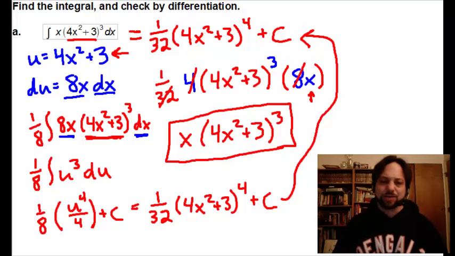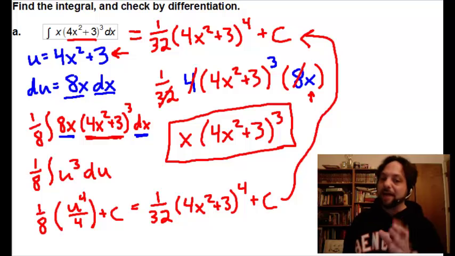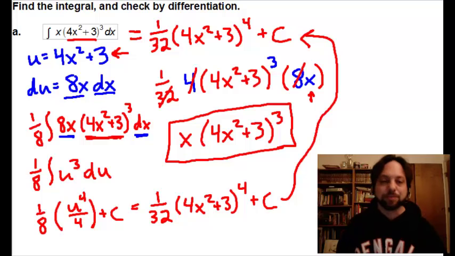Before we move on to any other examples, though, let's go ahead and formalize this real quick by taking a look at the boxes on the right side of your notes. After we formalize it, we'll go ahead and move on to example B and C, see more examples of how and why this works.